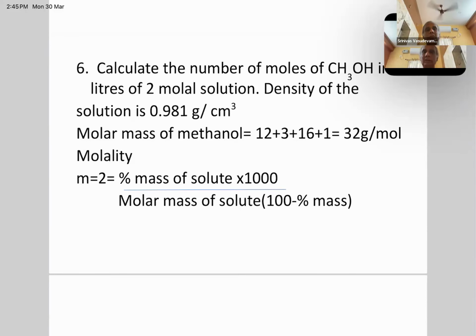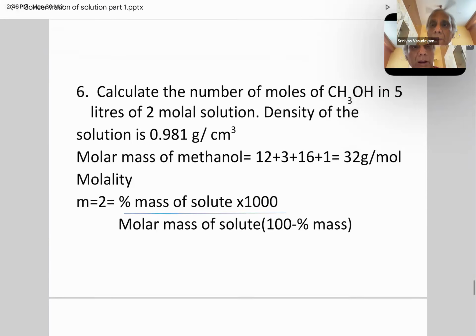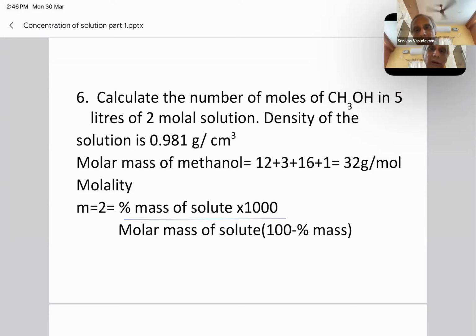Next one is from the molality to molarity. Calculate the number of moles of methanol in 5 liters of 2 molar solution. Density of solution is 0.981 gram per centimeter cube. So if I find out what is the number of moles in 1 liter, that is molarity, I can multiply by 5 to get the answer here.